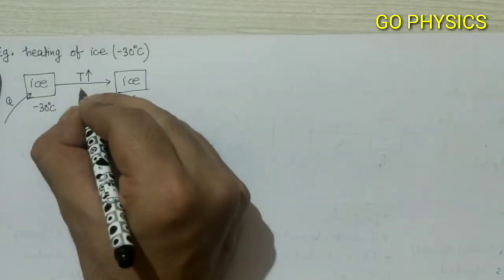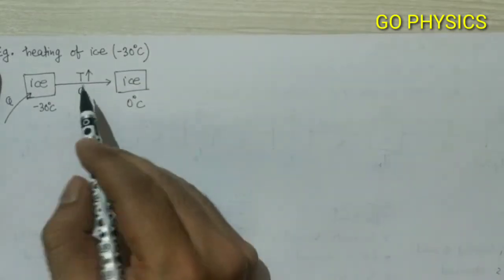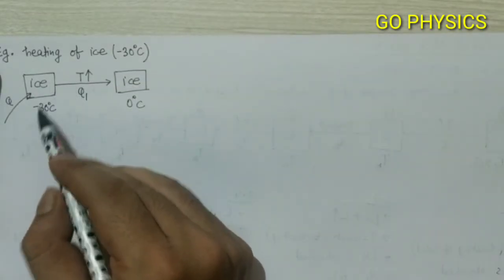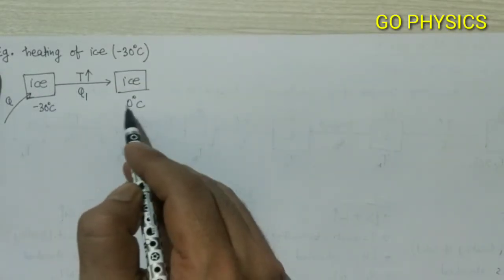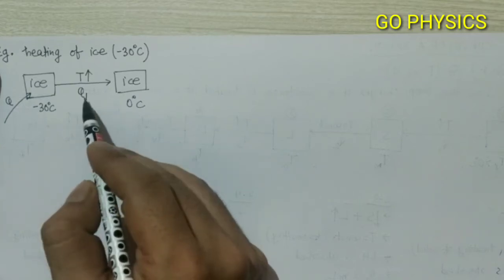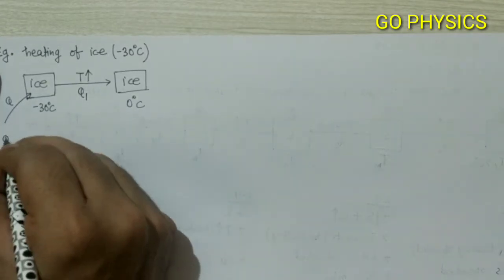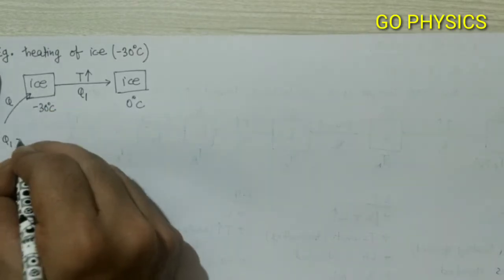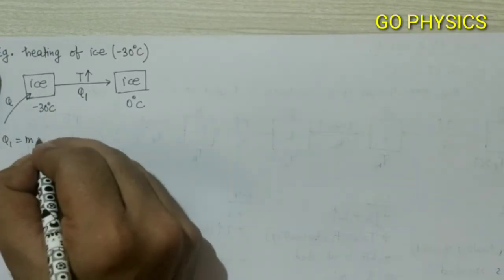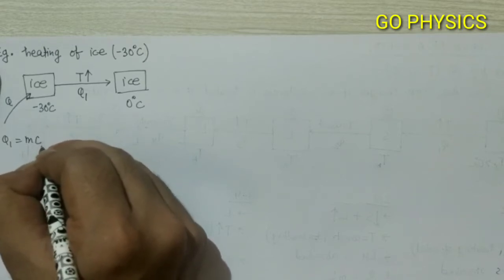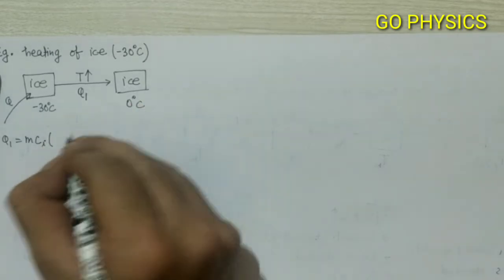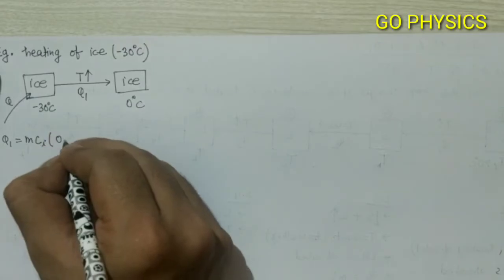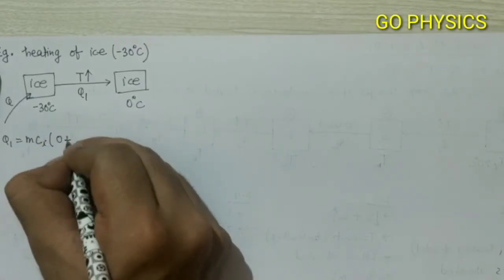And let us suppose Q1 amount of heat is absorbed by the ice to change its temperature from minus 30 degrees Celsius to 0 degrees Celsius. This Q1 is sensible heat, and the magnitude of Q1 will be mass of the ice into specific heat capacity of ice into delta T. And what is delta T here? Final minus initial, that is 0 minus minus 30, so it will become plus 30.